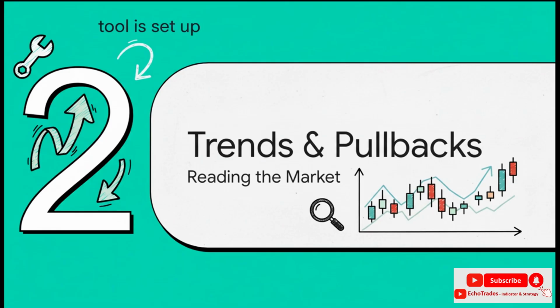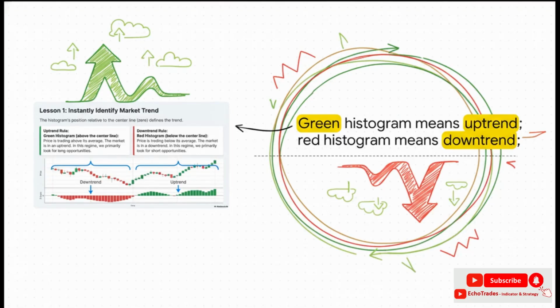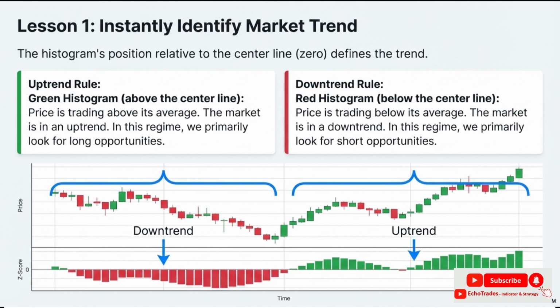All right, tool's loaded up, let's get down to business and see how we can actually use this thing to get an instant read on the market. The most basic, but maybe the most powerful feature is trend identification. And it honestly could not be simpler. If the histogram is green and above that 0 line, we're in an uptrend. If it's red and below the 0 line, we're in a downtrend. Boom. Just like that, you have your market context.